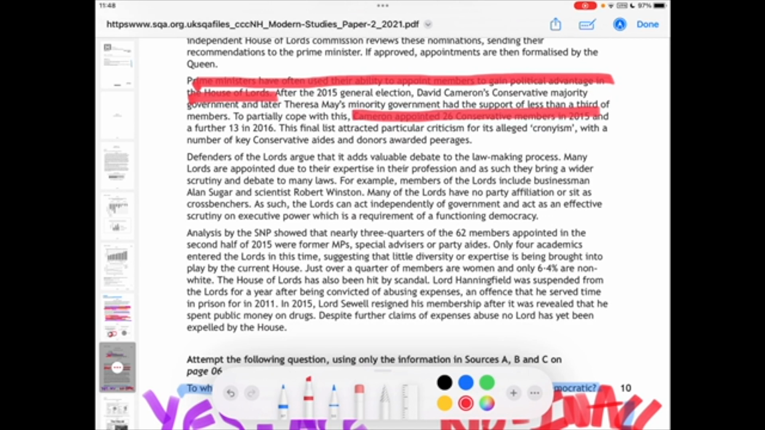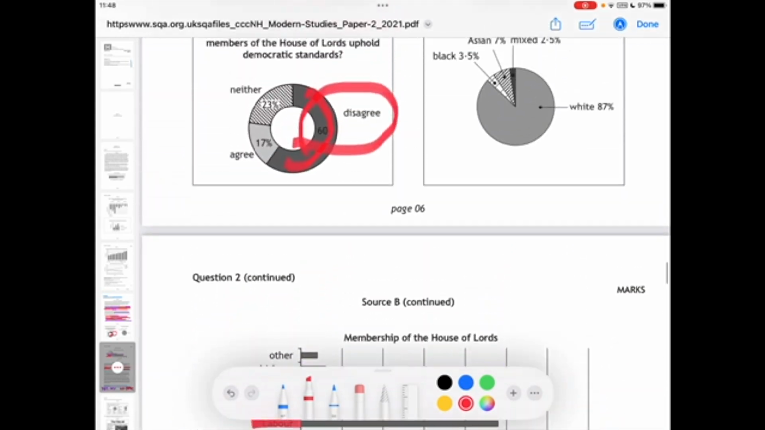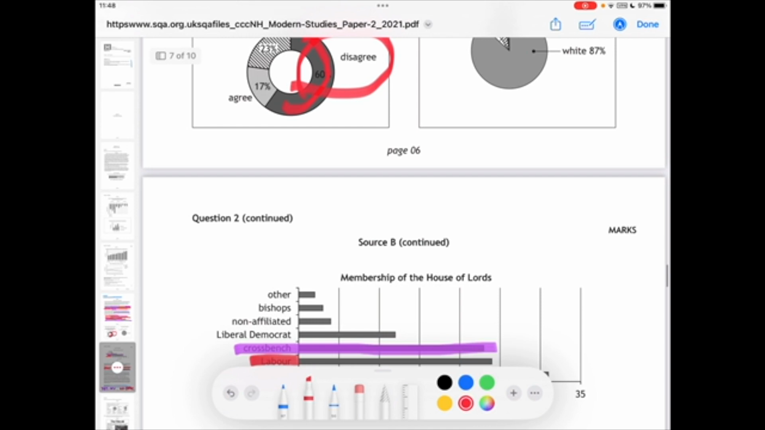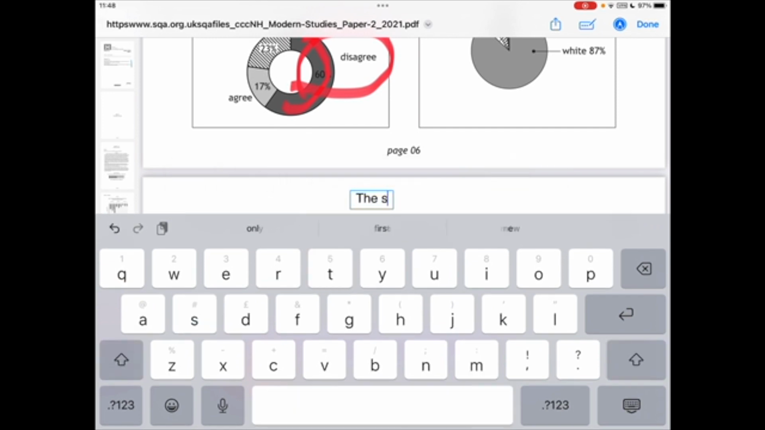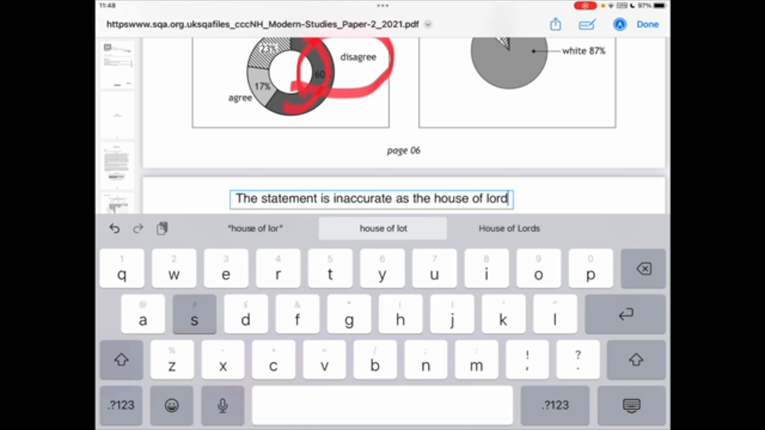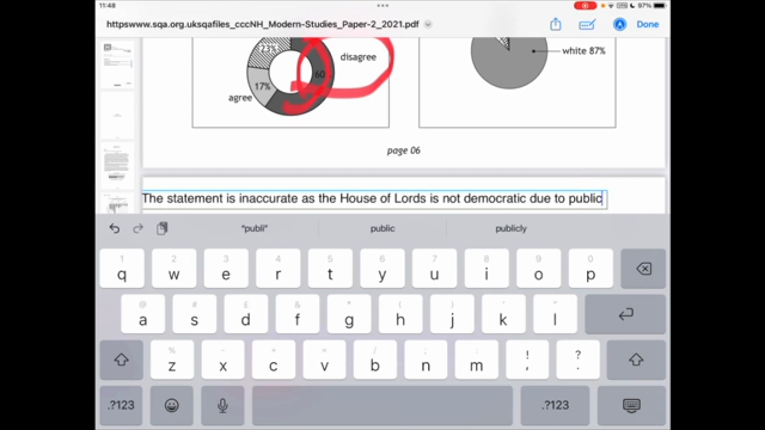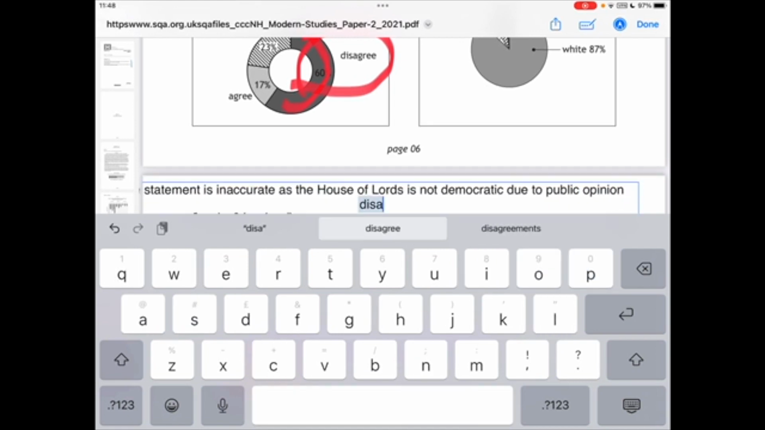So we can see that a lot of people are being put into the House of Lords for specific reasons. But what we need to do is actually answer the question. So if we think about the structure that we are using, we would start by saying the statement is inaccurate, as the House of Lords is not democratic due to public opinion disagreeing.